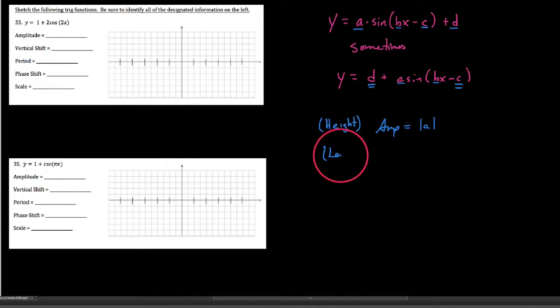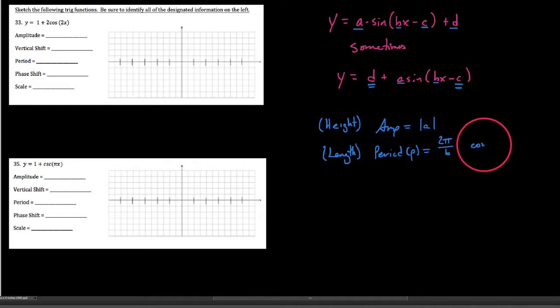Now in terms of the length of our frame, this is the horizontal distance we have to go before our graph starts to repeat. We refer to this as the period, or at least we could say P. Now in terms of P, we want to write this here. The period is always going to be, in most cases, 2 pi over B, but it could be pi over B if tan or cotan. Okay, so that's important to keep in mind here.